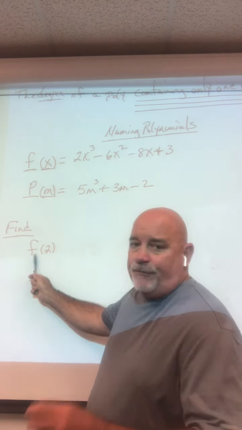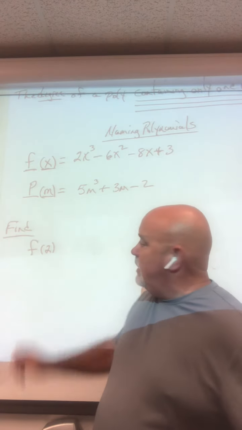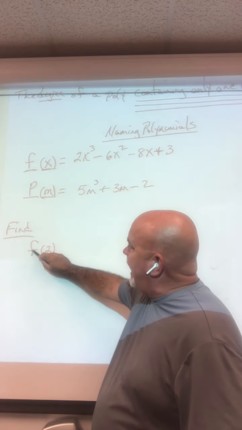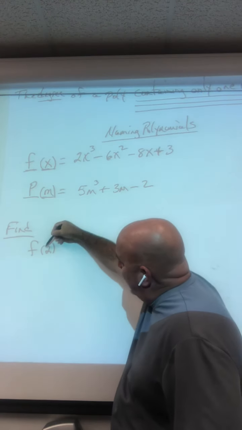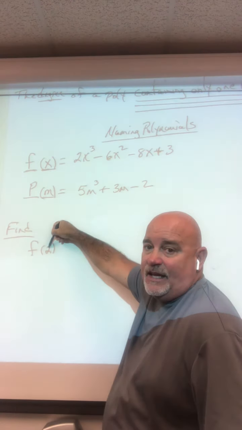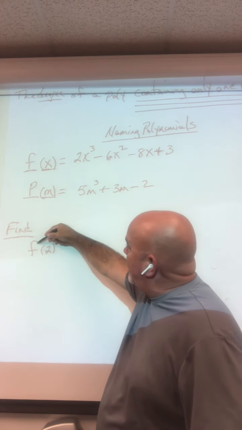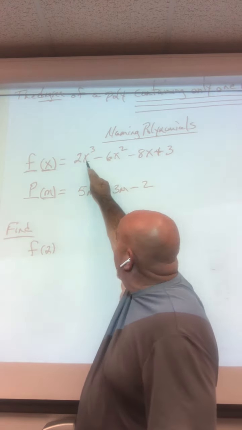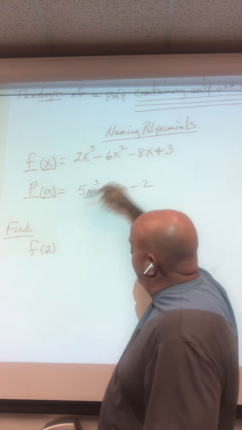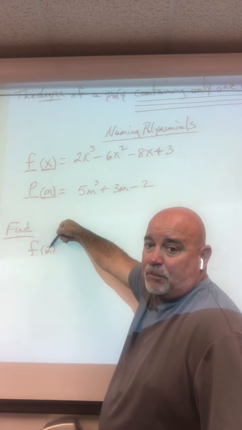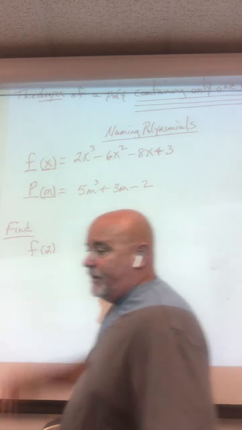All right, so here's what this means. Find not f times 2, f of 2. What you do is you go to the f polynomial, which is up here, and whatever is in this parentheses, you're putting it in x's place. So I'm going to come right up here and put a 2 there, a 2 there, and a 2 there. So this goes in the letter's place. This is the polynomial that you're using.